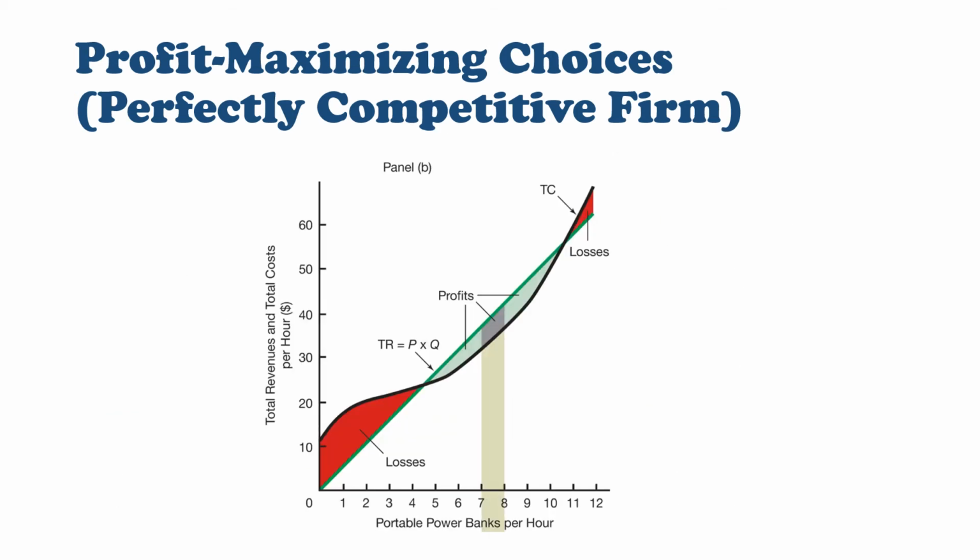Now looking at it graphically, we want to look at the place where there's the largest distance or the biggest difference between the total revenue and the total cost curve. Notice that's at 7 and 8 units of output, but we would produce at 7 units of output.